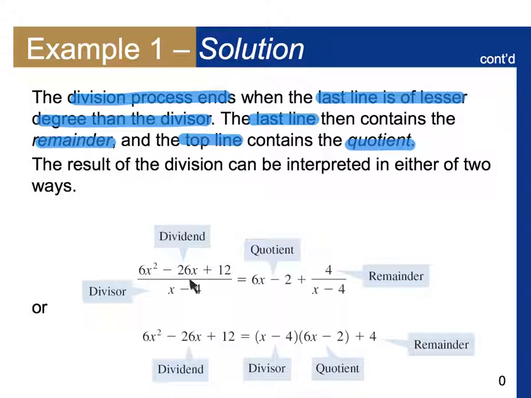Okay, so here's our dividend, the thing we started with. Here's what it's divided by, the x minus 4, the divisor. Here's our quotient, 6x minus 2, plus remainder over divisor. Okay, so that's how we could write that.